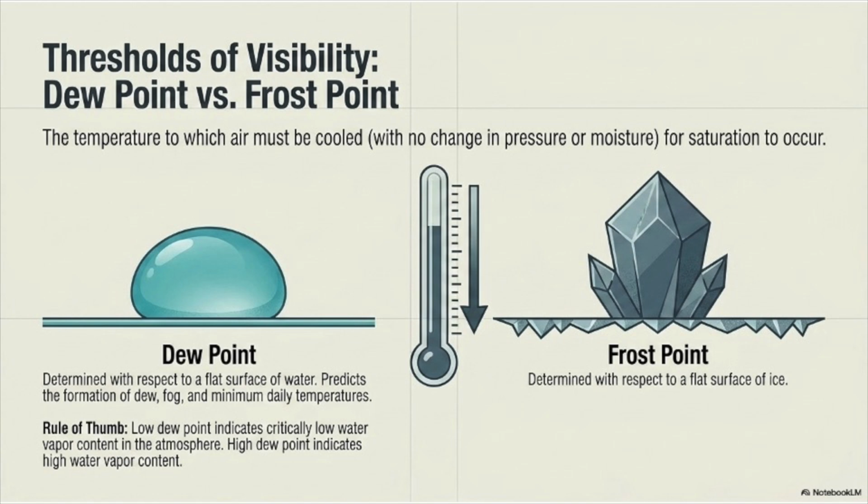To understand visibility thresholds, we look at dew point and frost point. Both represent the temperature to which air must be cooled with no change in pressure or moisture for saturation to occur. Dew point is determined with respect to a flat surface of water, and it predicts the formation of dew, fog, and minimum daily temperatures. Frost point, on the other hand, is determined with respect to a flat surface of ice. As a general rule of thumb, a low dew point indicates critically low water vapor content in the atmosphere, while a high dew point indicates high water vapor content.